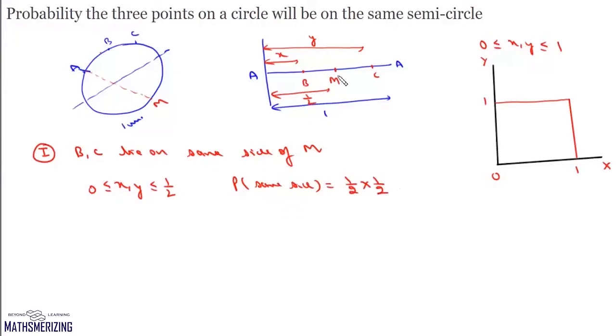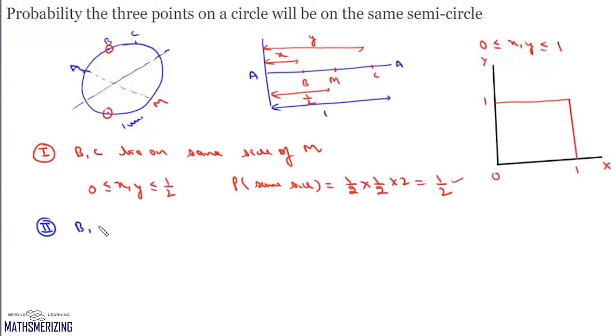Now they can lie on either side of M, so we have to actually multiply it with 2. So this probability will be 1 by 2. So the probability that these 2 points lie on the same side of M is 1 by 2. So if they lie on the same side of M, they lie on the same semicircle. Now another possibility is when B and C lie on opposite sides of M. Then in that case, you have to find conditions on X and Y.